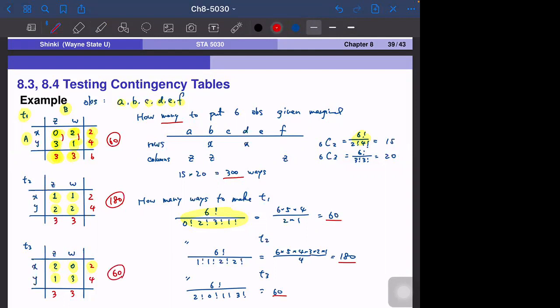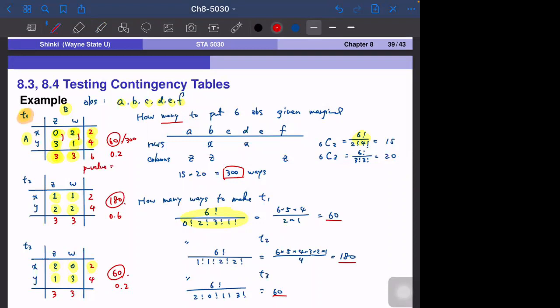So now we can calculate the probability. In total, we have 300 ways, the 60 plus 180 plus 60. And the first one is 60 over 300, so the probability is 0.2. Then this is 180 over 300, so 0.6. And this is 0.2.